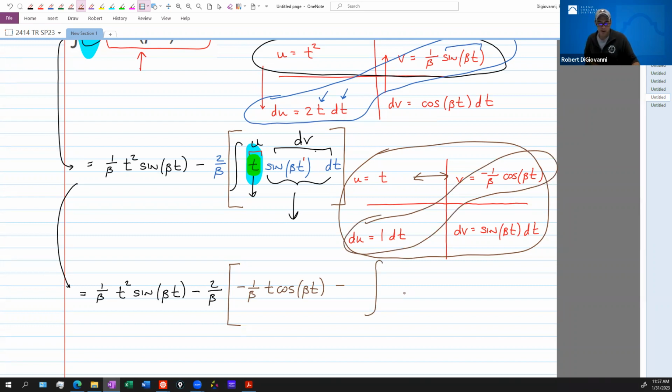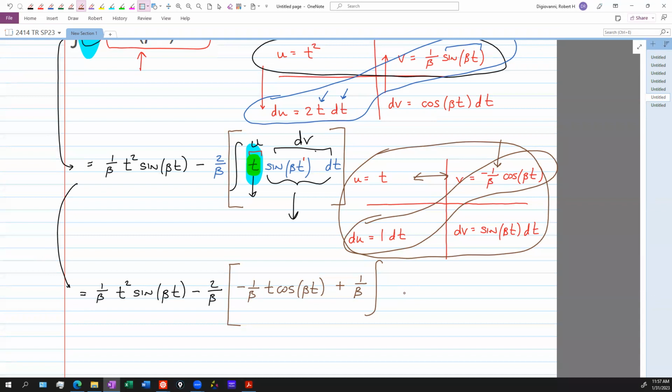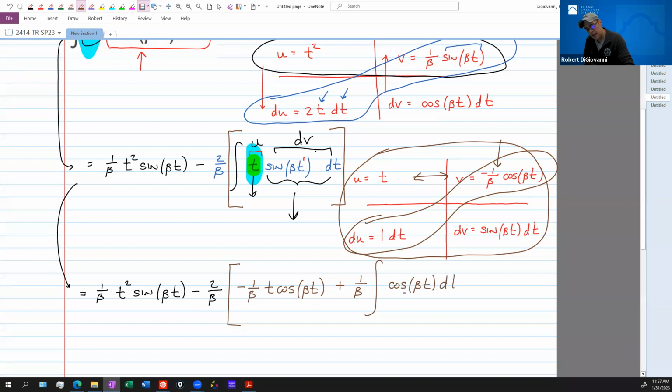I can pull a constant out, can I? That -1 over beta can come out. So that should turn into a +1 over beta. And then what's still in my integral? Cosine beta t dt. And that I am happy about because I've gotten rid of the t, right? It was a t squared out there in front that was causing a problem. Then I got it down to a t. Now the t's gone and I can find the antiderivative of that.